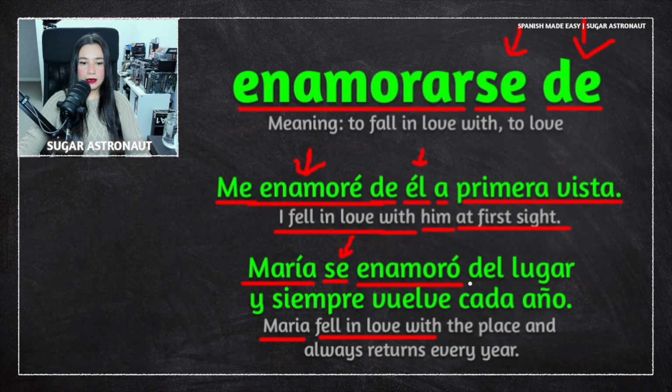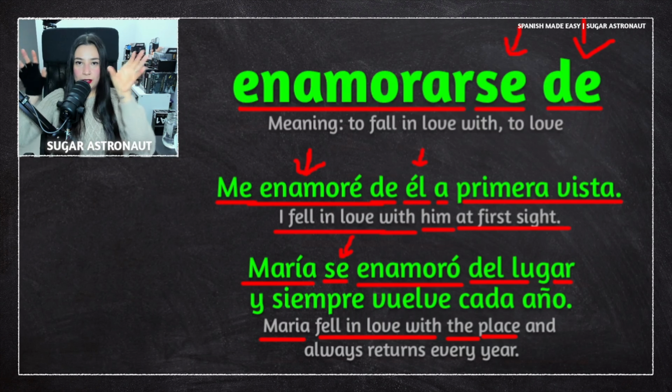Del lugar. Lugar means place. Del, in this situation, is similar to with the, both, because there were two words and now they're one word. María se enamoró del lugar. María fell in love with the place or loved the place so much.